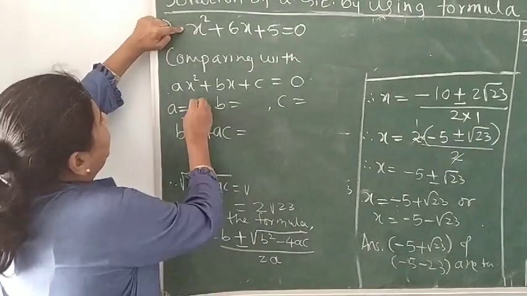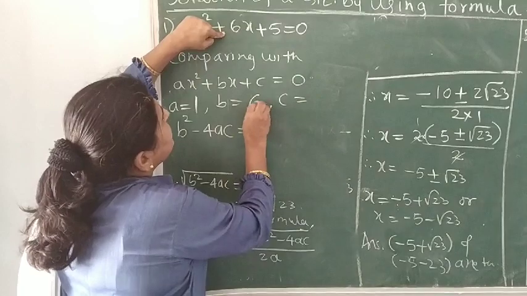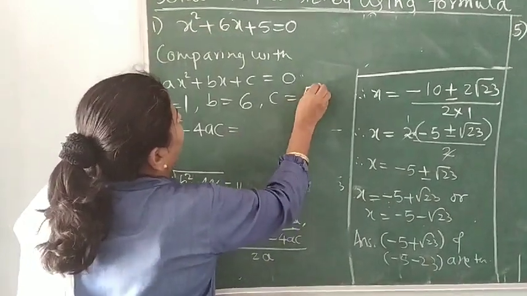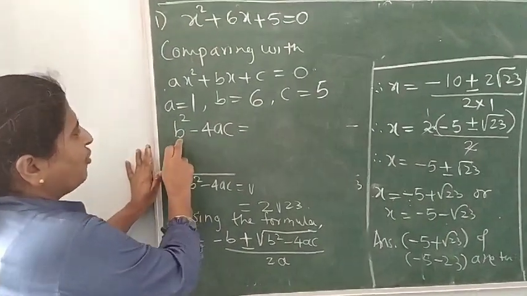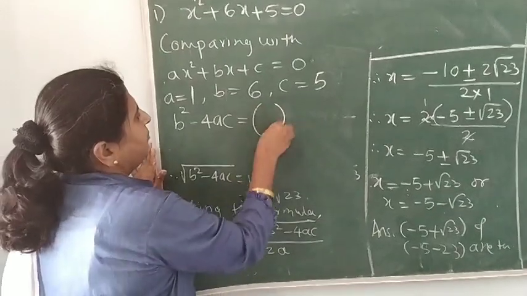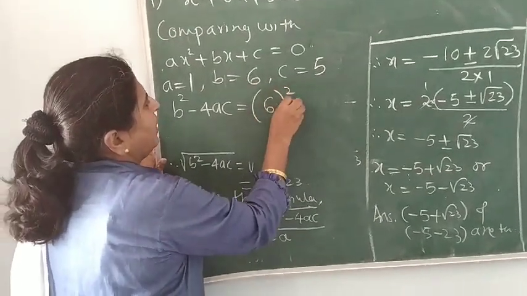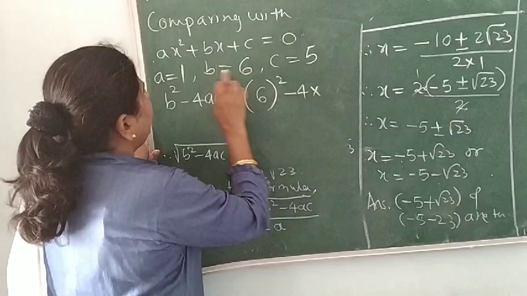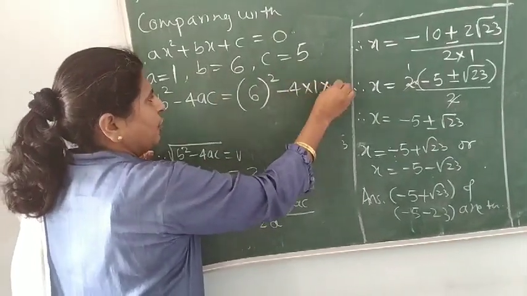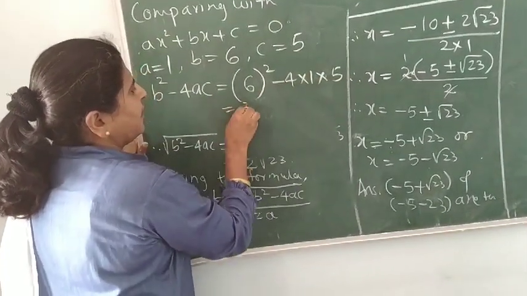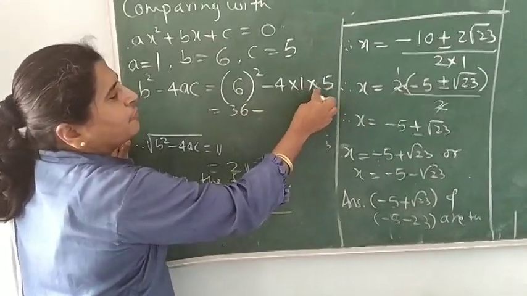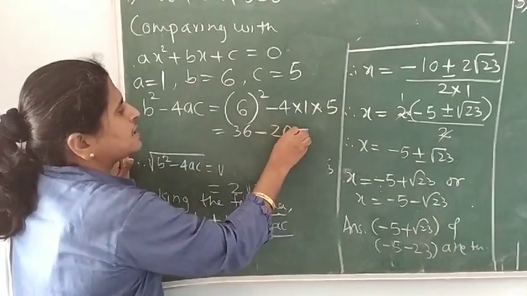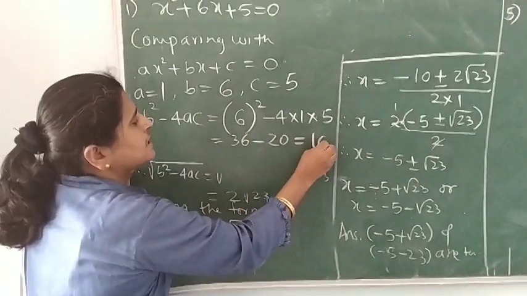Value of a is going to be 1, value of b here is 6, value of c is 5. And that's why, what is the value of b square minus 4ac? b is 6, 6 square minus 4 into value of a is 1 and here value of c is 5. So 6 square is 36 minus 4 ones are 4, 5s are 20. This subtraction is giving us 16.